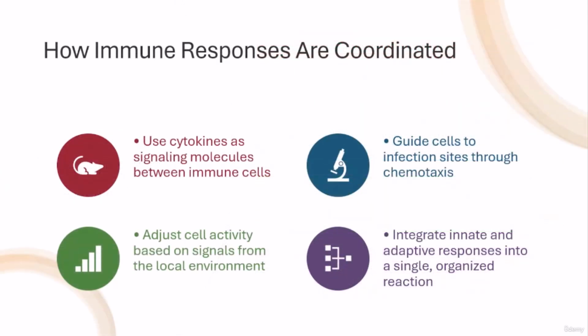The immune response depends on communication between cells, and this happens through chemicals called cytokines that act like short messages. These messages can activate nearby cells, tell them to move toward the infection, or help them change their activity. Because of this coordination, the immune system can react quickly, stay organized, and avoid wasting energy on the wrong target.